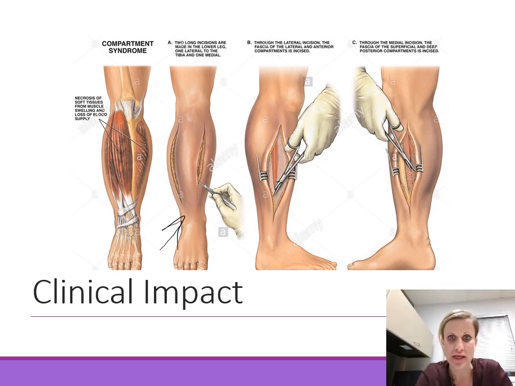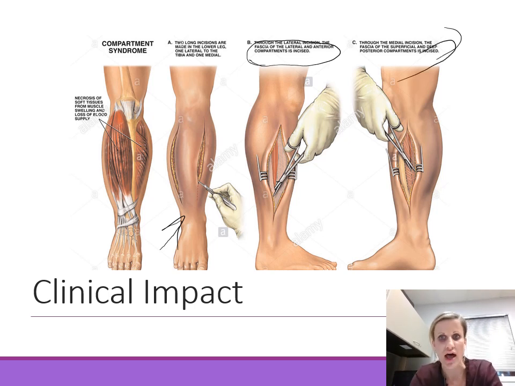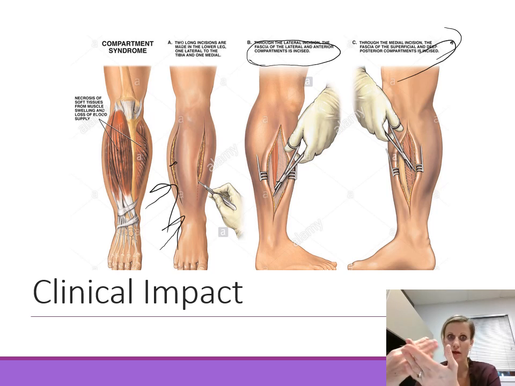So for example, here it's saying through the lateral incision, the fascia of the lateral and anterior compartments are opened, and then through the medial incision, the fascia of the superficial and deep posterior compartments are opened. So initial incisions are made on either side of the tibia, and then from each incision, you can access 2 of the compartments to relieve the pressure. So that's important to realize that there are 4 compartments in the lower leg and 3 compartments in the upper leg or the thigh. And it might be necessary to relieve pressure in all of those compartments.